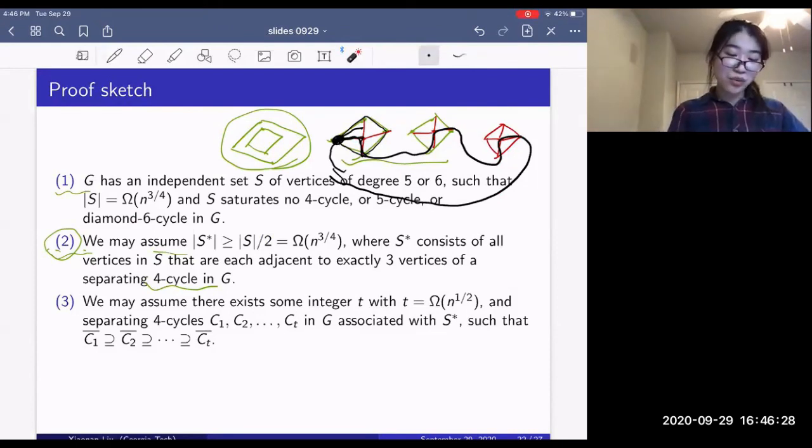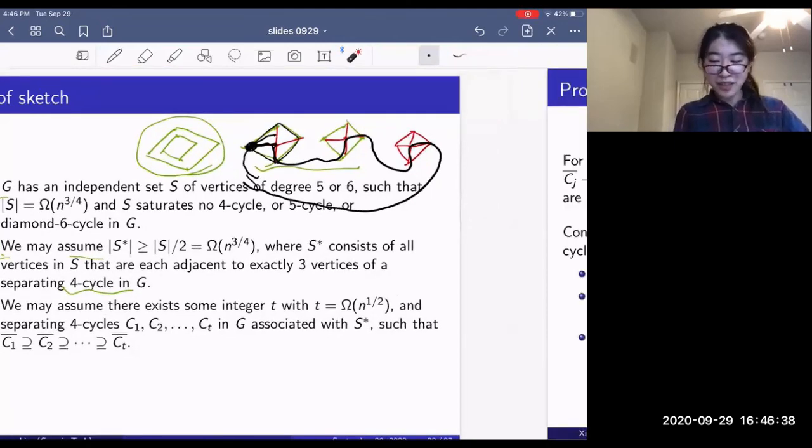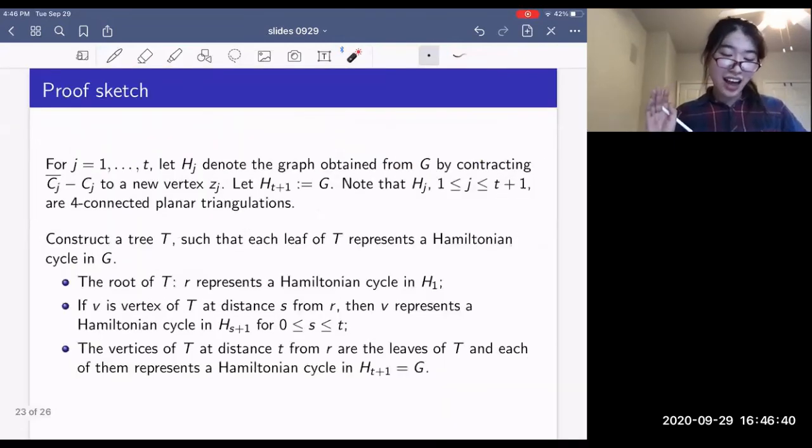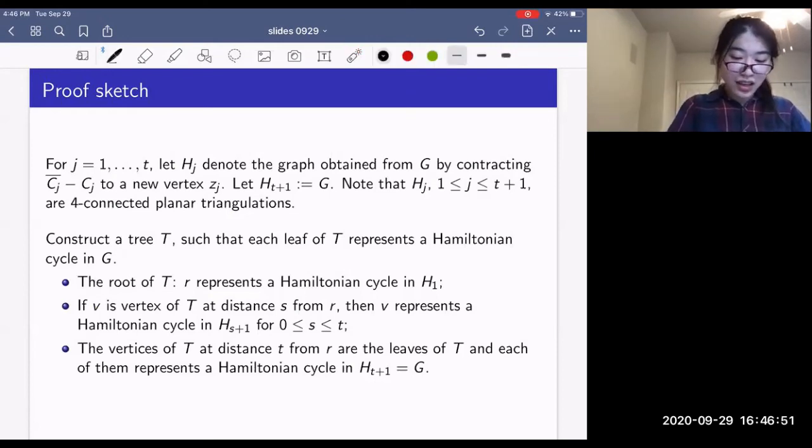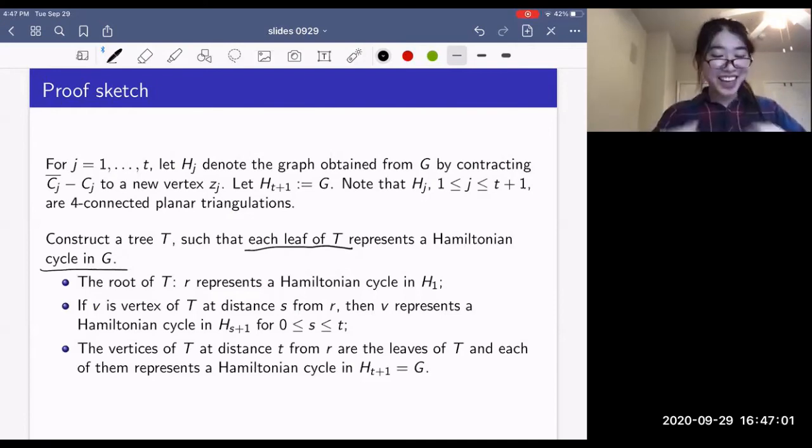Now we assume that we have a lot of separating 4-cycles, and they are nested. The details are very complicated. We construct one tree, where each leaf of the tree represents a Hamiltonian cycle in G, and then we analyze a lot of cases. Then we complete the proof.